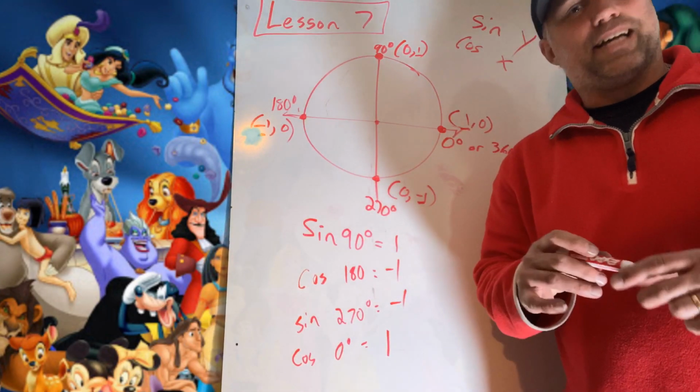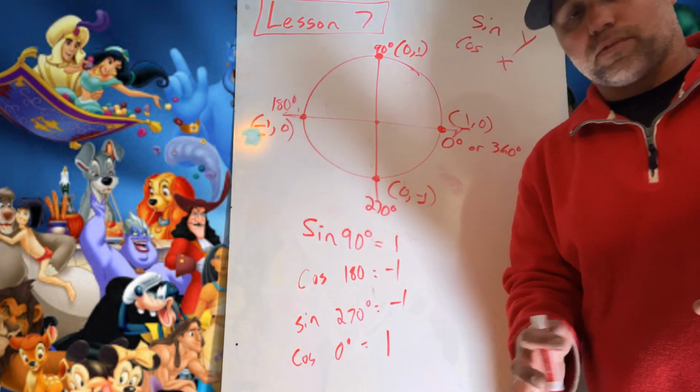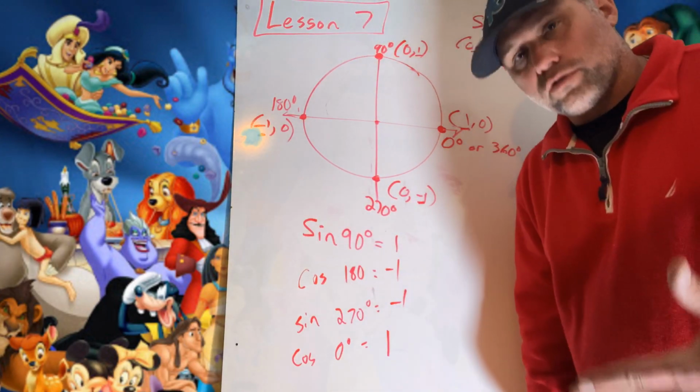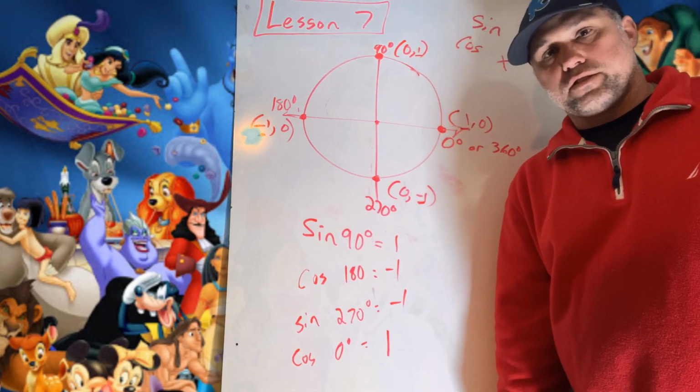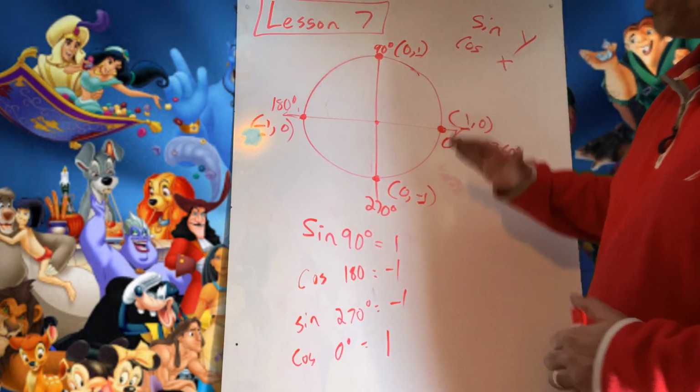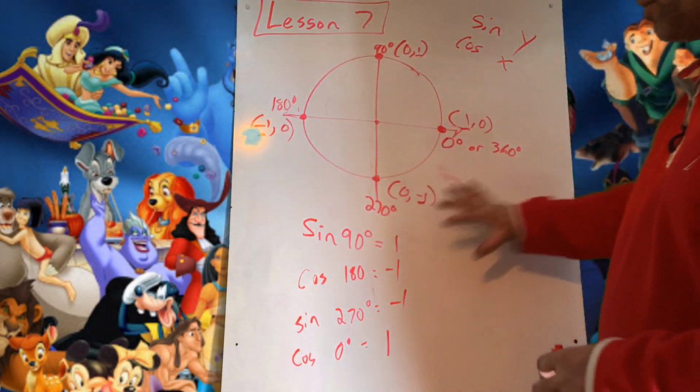Now notice I did not do anything with tangent in this problem at all, because tangent can be done with the unit circle, but there's more to the story. So we'll get to tangent eventually. For now, I just wanted to introduce you to the sine and cosine values on the unit circle.